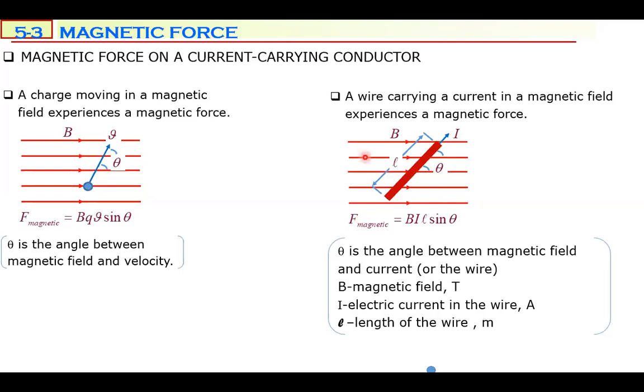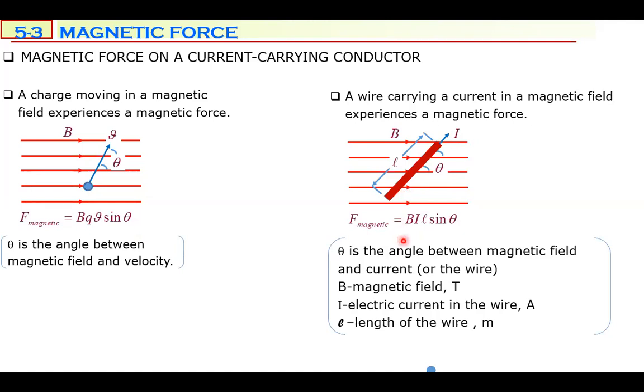These two cases are very similar. So B and B, Q is I, V is L sine theta. The magnetic force acting on this wire is BIL sine theta. Theta is again the angle between the wire, also the current, and the magnetic field lines. According to this angle, again, sometimes the magnetic force is maximum, sometimes it is zero.